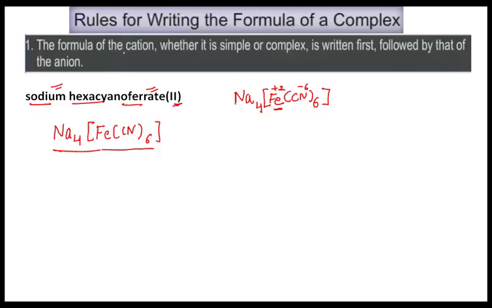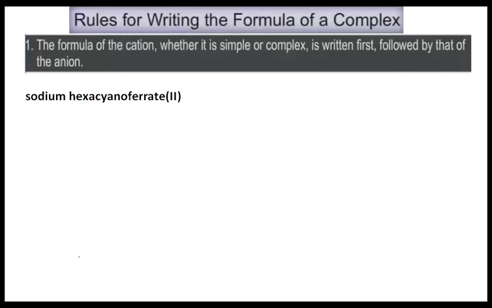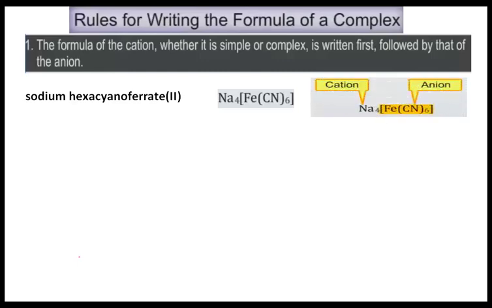Right now we will stick to this rule only, that the cation has to be written first. So sodium hexacyanoferrate can be written like this: Na4[Fe(CN)6], and in this complex the cation and anion are mentioned. Sodium will act as the cation and this is the anion. In general terms, this is a simple cation, whereas this is a complex anion. Now let us take another example.